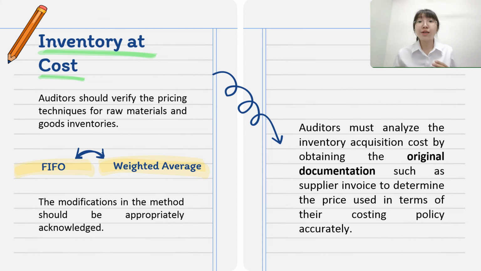Firstly is inventory at cost. Auditors should verify the pricing techniques for raw materials and goods inventories such as FIFO and weighted average. In order to ensure the approach is applied consistently from year to year, the modifications in the method should be appropriately acknowledged. Besides, auditors must analyze the inventory acquisition cost by obtaining the original documentation, such as supplier invoice, to determine the price used in terms of their costing policy accurately.